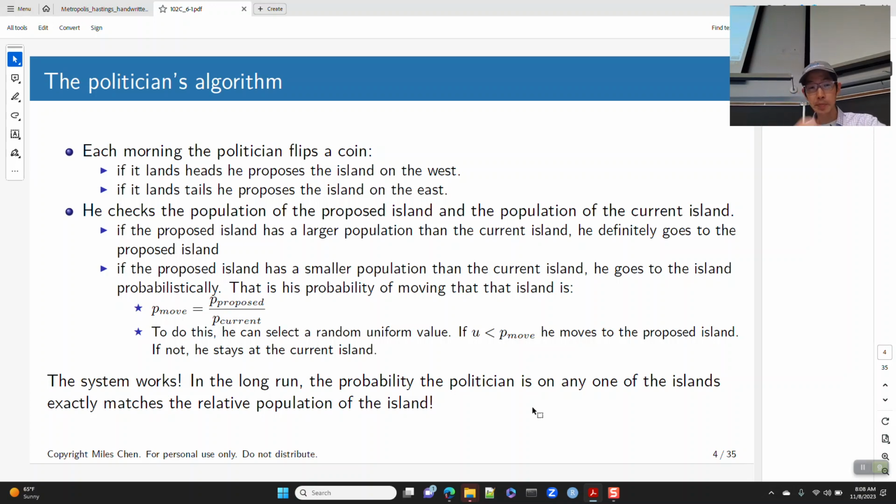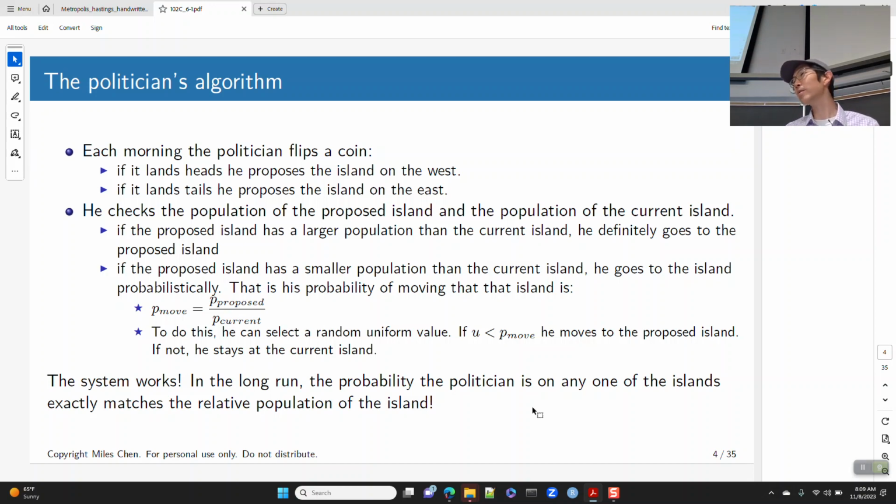He will move there with that probability, and to ensure that he moves there with that probability, he generates a random uniform number, and if that random uniform number is less than p move, he'll move to the proposed island. And if he doesn't, then he'll stay at the current island.